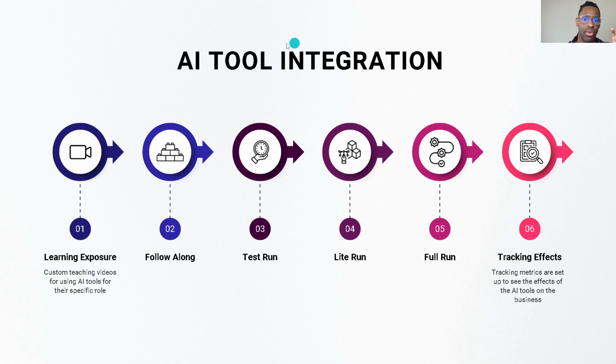This is an example of pretty much one of the processes or one of the things that I offer, which is AI tool integration. Like, this is one of the plans or one of the strategies that I might create. This is just a really rough draft, so you can see the process. I kept it very simple, right? Where we have step 1 through step 6, where step 1 is learning exposure.